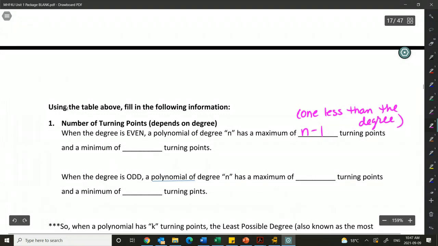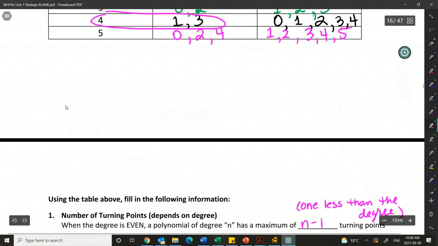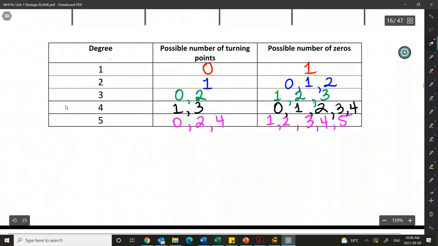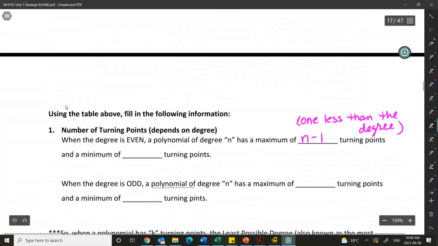Okay, and a minimum. What is the minimum number of turning points for an even or U-shaped polynomial? What do we see here under turning points? Sarwa? 1. Okay, so both of these have... If I have something that's U-shaped, that has to turn once, right? If it's U-shaped facing down or U-shaped facing up, it must turn at least once for the ends to start up and end up, right? It's got to turn in between there. So it has a minimum of 1 turning point.